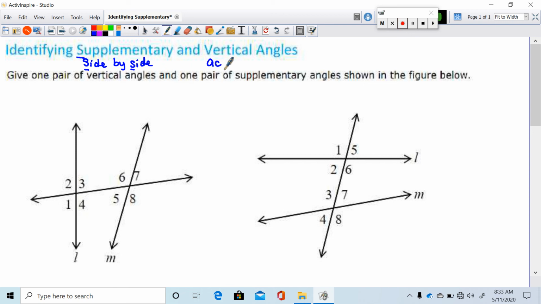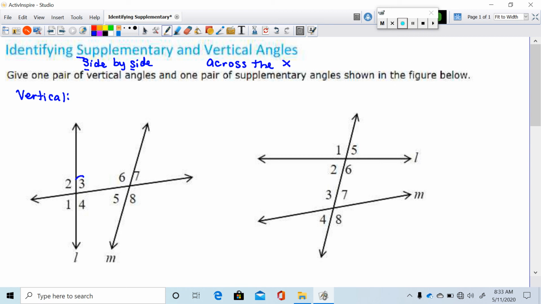I'll write across the X and then I'll explain what I mean by that in a moment. Okay, one pair of vertical angles and one pair of supplementary angles. So the vertical angles are not next to. Now you've got a whole bunch of different correct answers on this. I'm just going to pick a number.